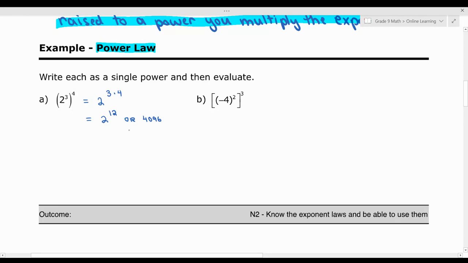Question B, throwing in a negative, so we have negative 4 base, raised to an exponent of 2, which is raised to another exponent of 3. So that's the same thing as having negative 4 as my base raised to the power of 2 times 3. Well, this would be like having negative 4 raised to the power of 6. Or if you were to evaluate that, you will get 4,096.